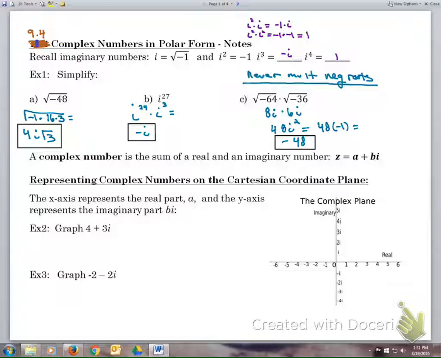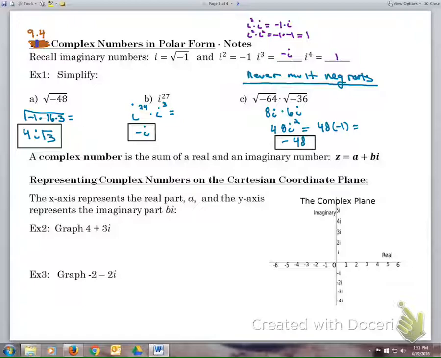All right, so a complex number is the sum of a real and an imaginary number. So a complex number z is a plus bi. So when you look at the complex plane, the real part is the x-axis, and the imaginary part is the y-axis.